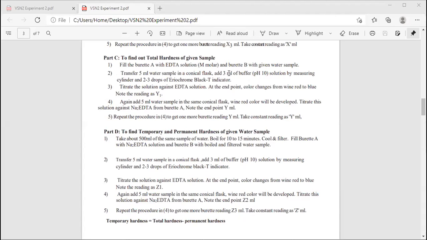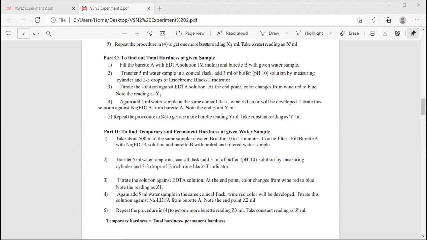So you have to take the buffer solution, which is alkaline, to maintain pH 10 for hardness determination with the help of a measuring cylinder, and you have to take 2 to 3 drops of Eriochrome Black T indicator. So in the conical flask, you have 5 ml basin water, 3 ml buffer and 2 to 3 drops of Eriochrome Black T indicator. You have filled the burette with EDTA solution and go on adding EDTA till you get the endpoint, wine red to sky blue. And in this way, you have to take 3 readings.